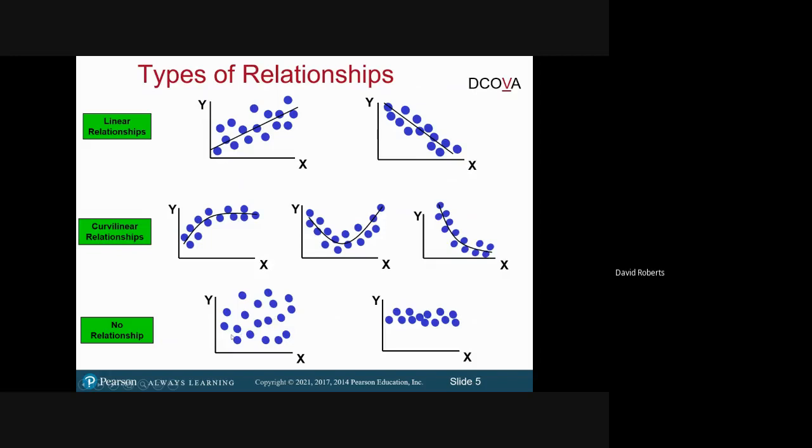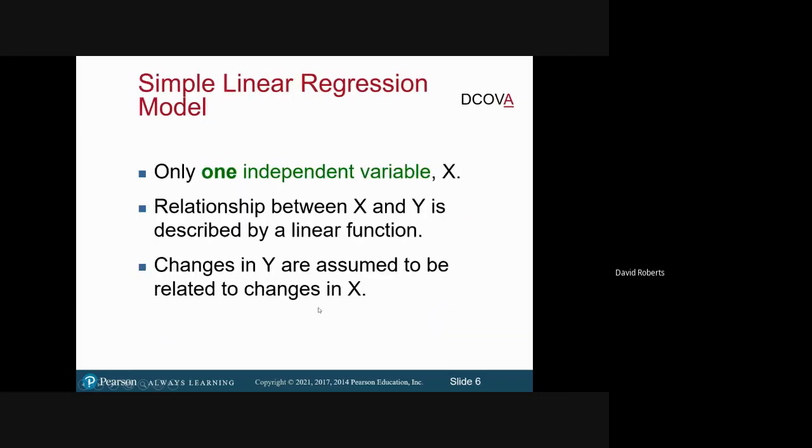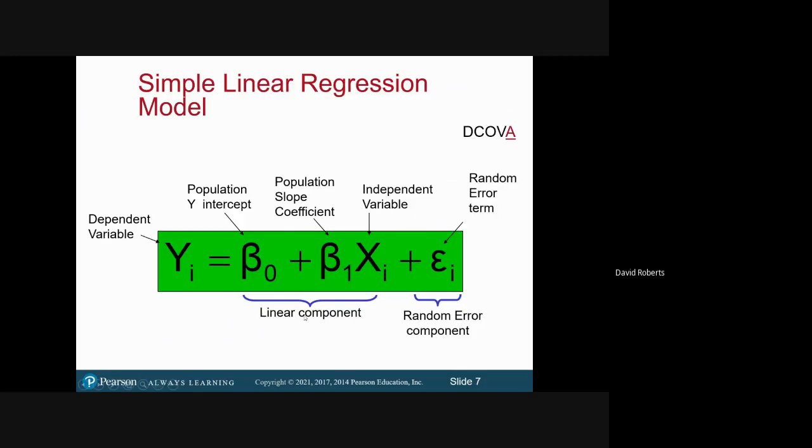You can draw a line, but the gaps between the dots and what the line would be are so massive you're not explaining anything. There's only one independent variable, and in this chapter we're only going to deal with one independent variable, because there's a lot of factors that can affect the selling price of a house.